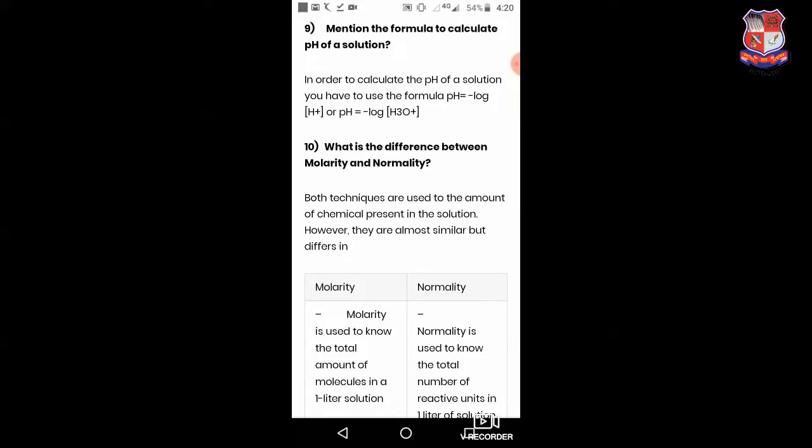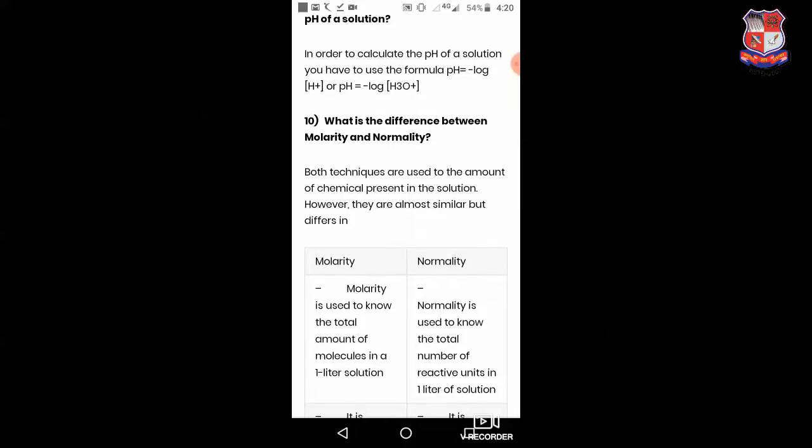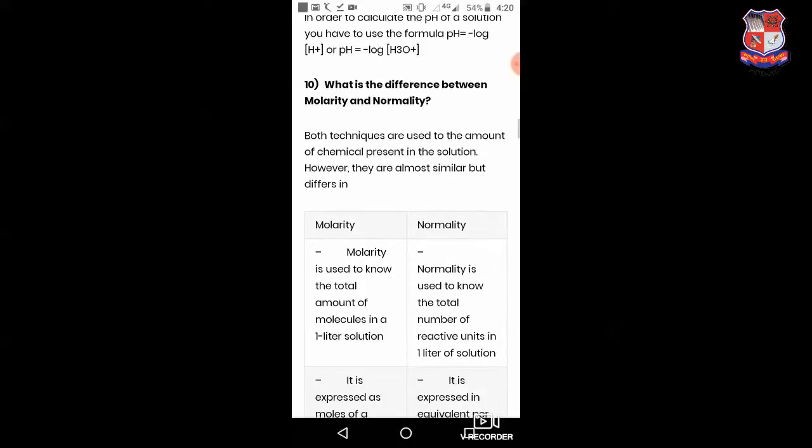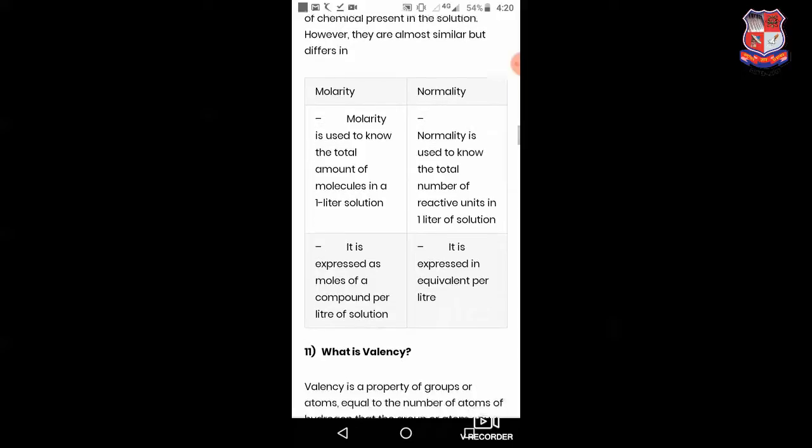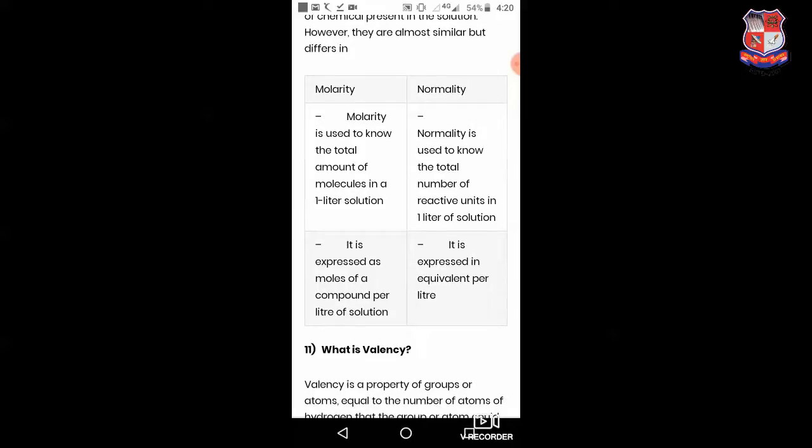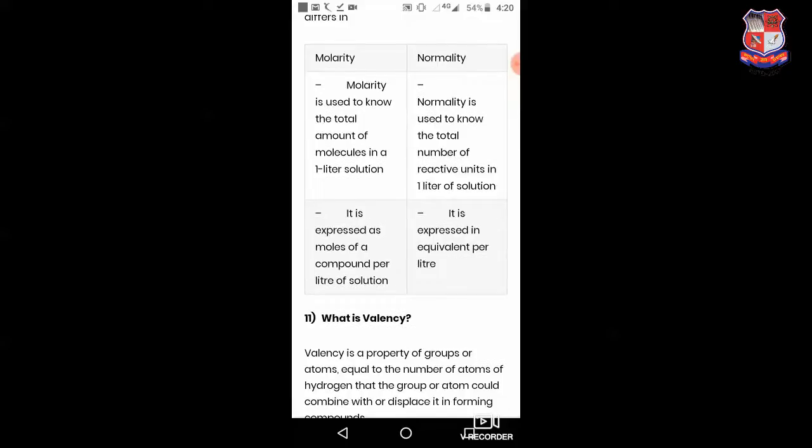What is the difference between molarity and normality? Both are used to express the amount of chemical present in a solution. They are almost similar but different: molarity is used to know the total amount of molecules in 1 liter of solution. Normality is used to know the total number of reactive units in 1 liter of solution. Molarity is expressed as moles of a compound per liter of solution, and normality is expressed in equivalents per liter.